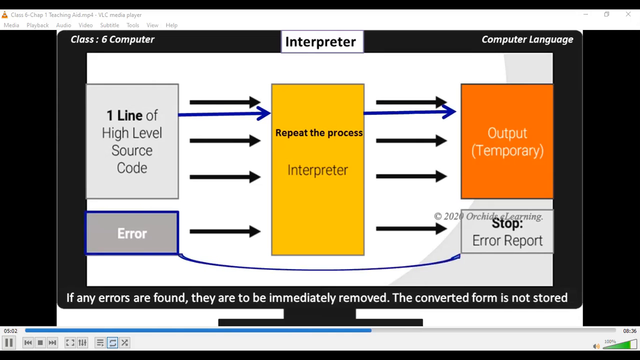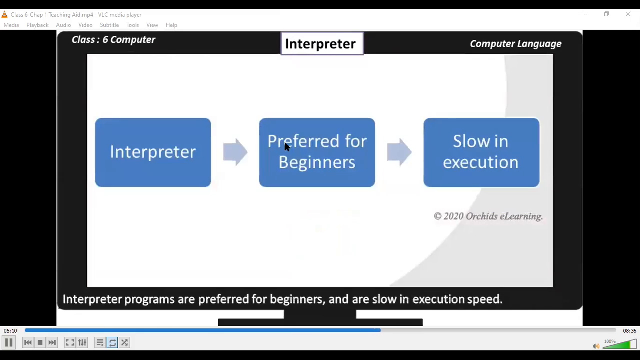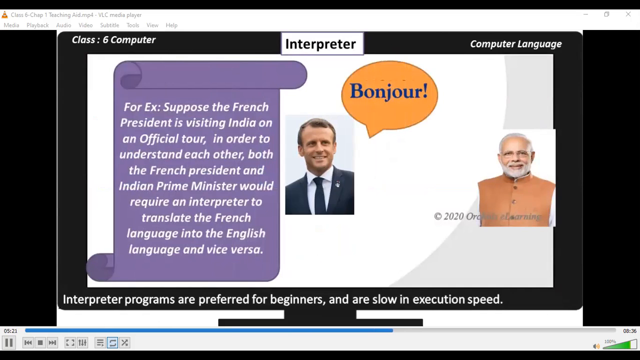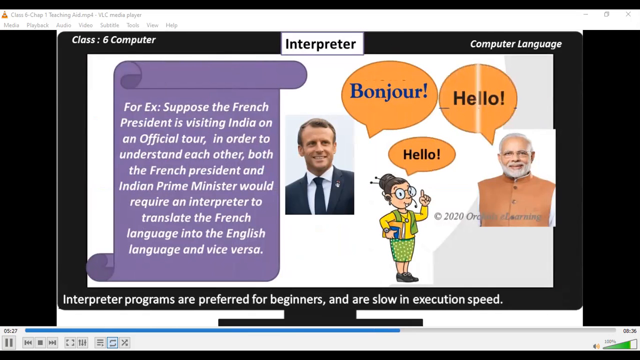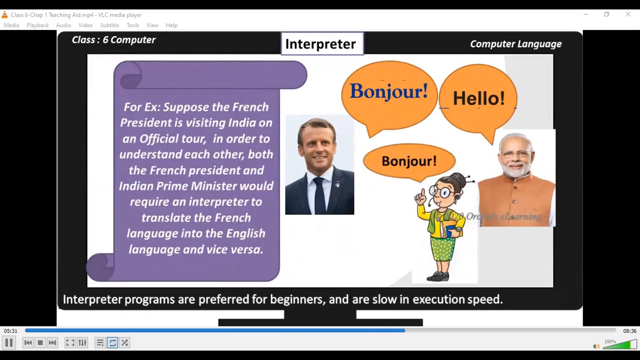The converted form is not stored anywhere, therefore it has to be generated at the time of execution of a program. Interpreter programs are preferred for beginners and are slow in execution speed. For example, suppose the French president is visiting India on an official tour. In order to understand each other, both the French president and Indian Prime Minister would require an interpreter to translate the French language into the English language and vice versa.